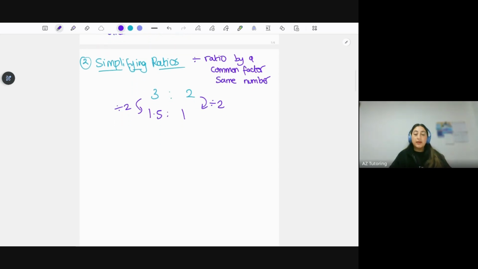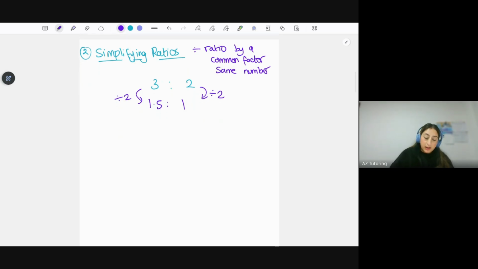That's what simplifying is. And this sort of leads into direct proportion as well. Direct proportion links to simplifying ratio, it's sort of the same thing. You divide both sides by the same amount. Simplifying ratios. And the third thing you can do is scaling up ratios.